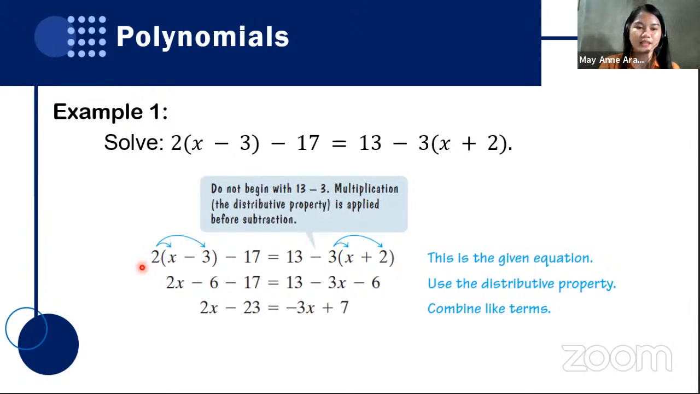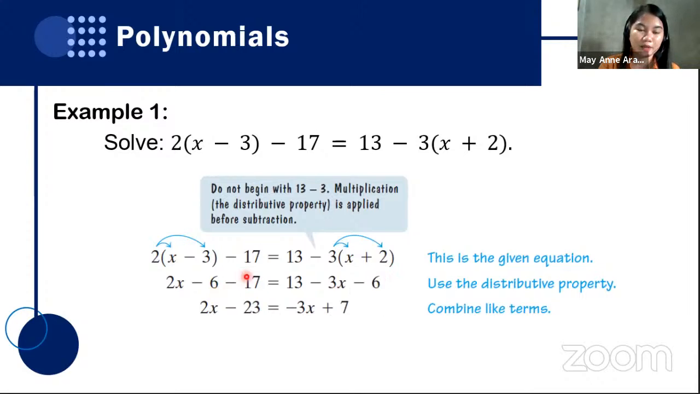So you have 2 times the quantity of x minus 3. So you have 2x minus 6 minus 17 equals 13 minus, don't forget to distribute the negative sign. So negative 3 times x is negative 3x. And negative 3 times positive 2 is negative 6.